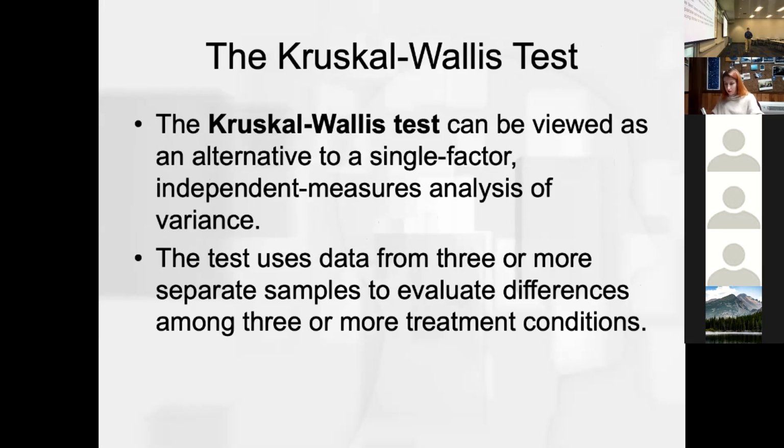The Kruskal-Wallis test, as we talked about, is an alternative to a single factor, independent measures ANOVA. The test uses data from 3 or more separate samples to evaluate differences among 3 or more treatment conditions.